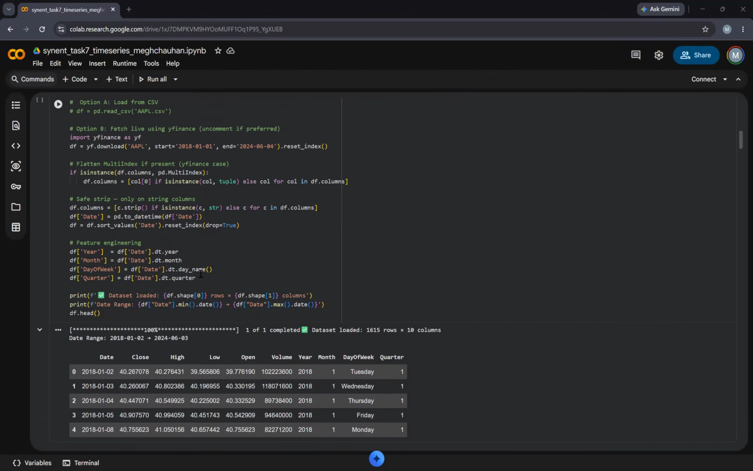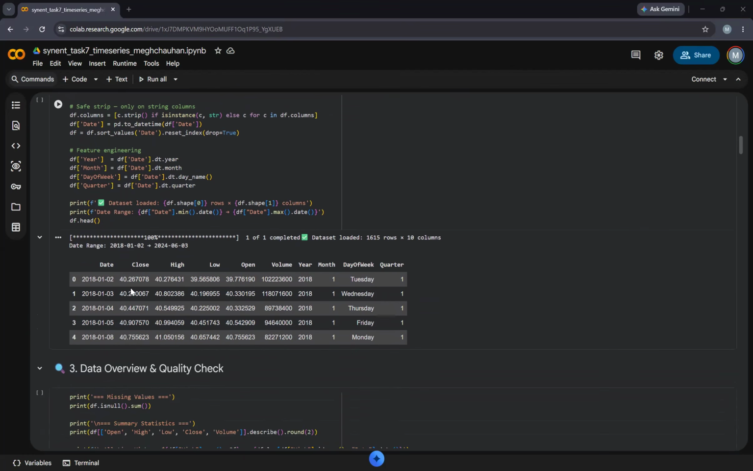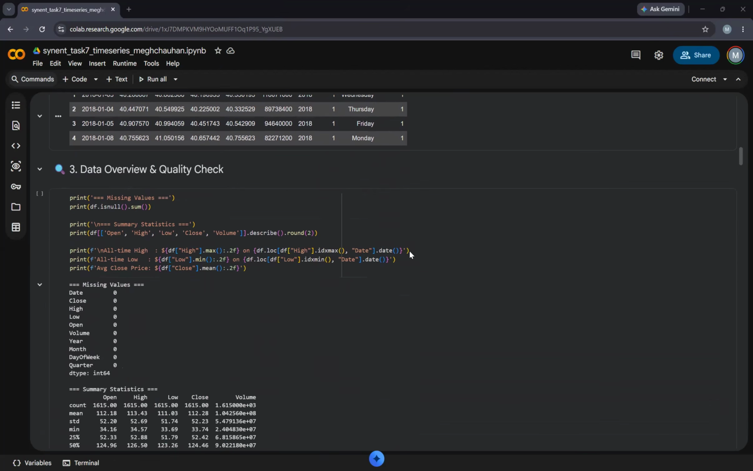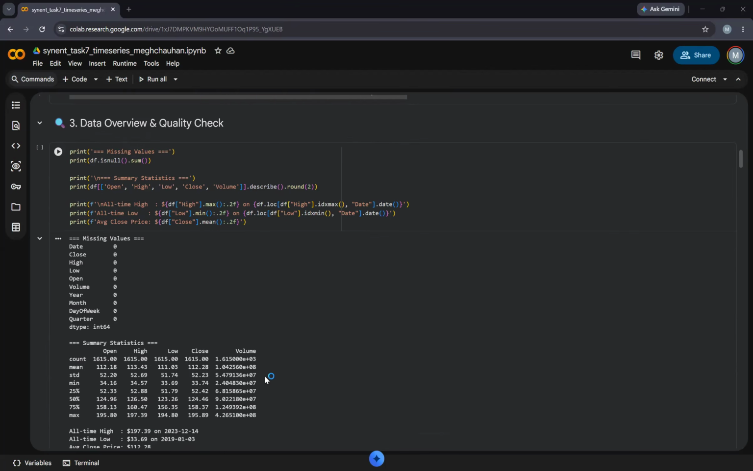Then we perform the feature engineering as well. This is the total dataset that we have, in which there are 1615 rows and 10 columns. Next comes the data overview and quality check. Here, first of all, we check if there are any null or missing values, and then we put out the statistics like high, open, low.